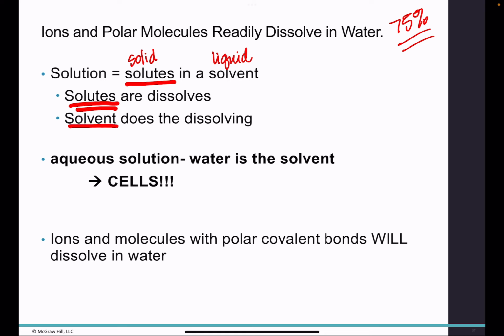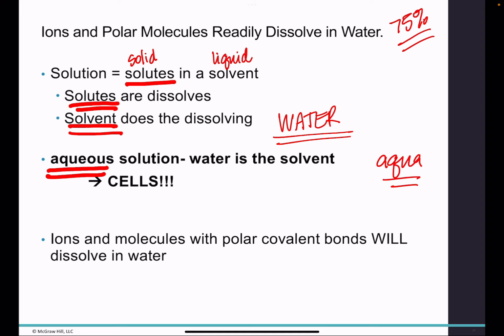The solvent is the liquid that does the dissolving. Now, any liquid and any solid could be the solute and the solvent, but in a cell, water is going to be our solvent. And when water is our solvent, we call that an aqueous, like aqua, aqueous solution. So the insides of our cells are filled with this aqueous solution that has dissolved things like sodium and potassium and sugars and whatnot inside of our cell.